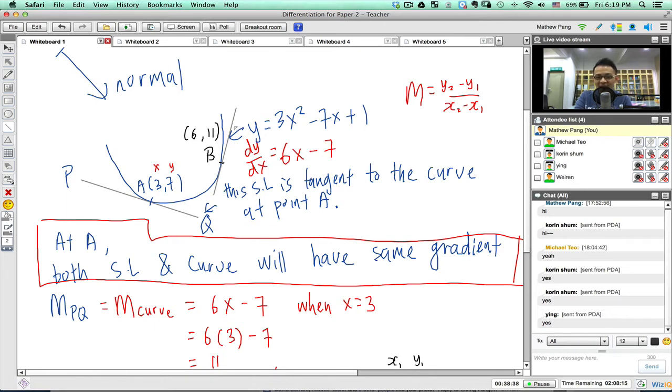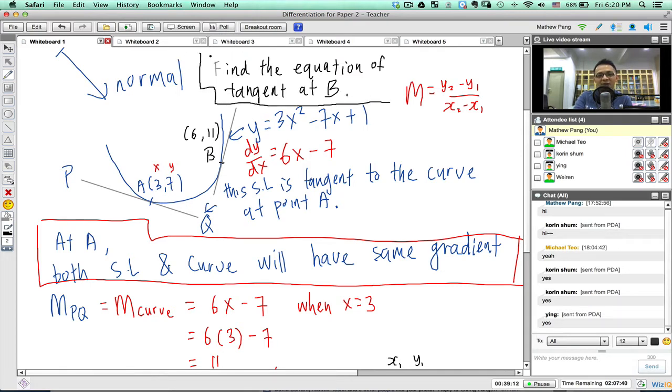Now I give you a question. You're trying to find the equation of the tangent to the curve at B. I want you to find the equation of the tangent at B. This is your question. Do it right now and see whether you can understand or not. Find the equation of the tangent at B. So this is the tangent line, right?